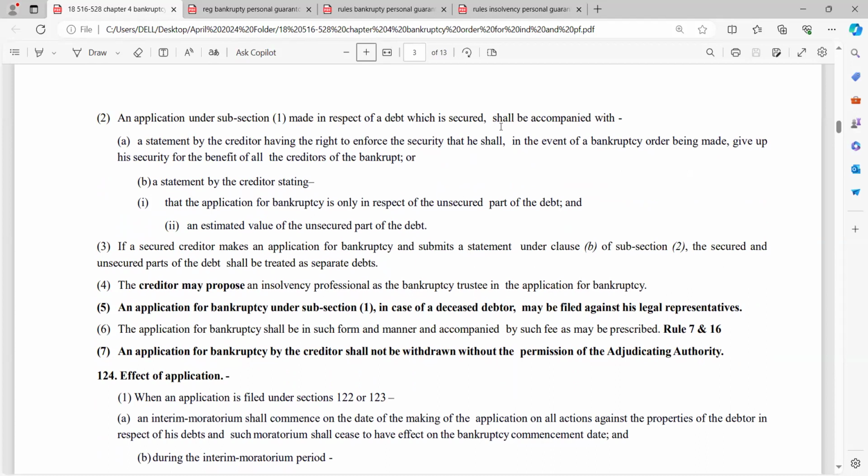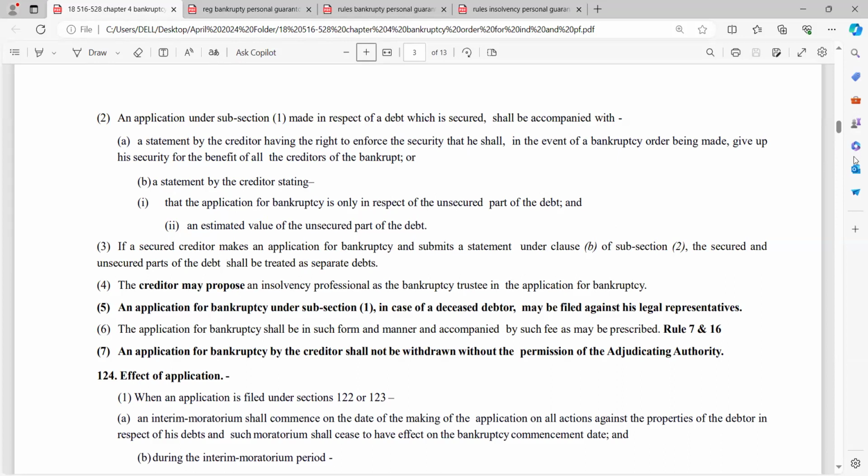And at the stage of application itself, he will make it clear. Because an application may be made by a secured creditor, or by an unsecured creditor. So if this application for bankruptcy is being made by the secured creditor, he will make it clear at the time of application itself. It shall be accompanied by a statement. He has an option that he will give up his security, or then he will participate for his unsecured debt. But he cannot enforce right now itself.